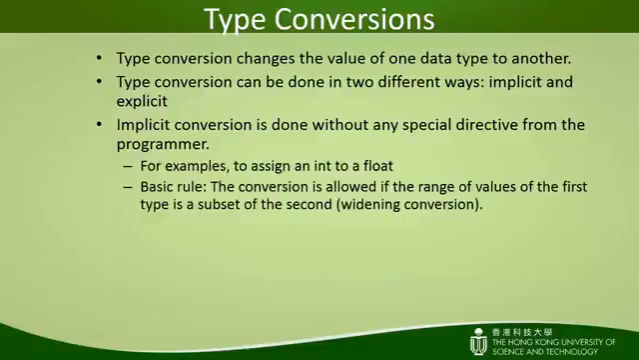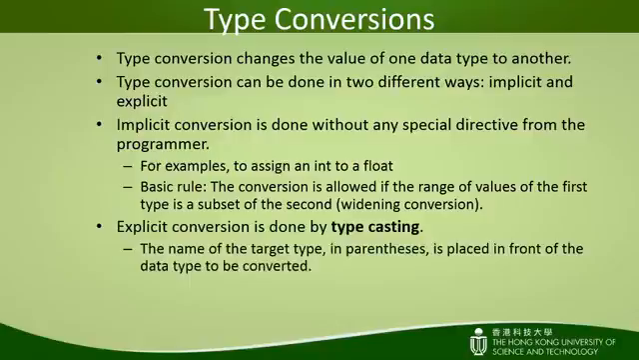For example, an integer type int is allowed to be assigned to a float, although there could be loss in precision. The basic rule is that implicit conversion is allowed if the range of the value of the first type is a subset of the second. It is often called widening conversion. The reverse is narrowing conversion, which usually is not allowed without explicit conversion.